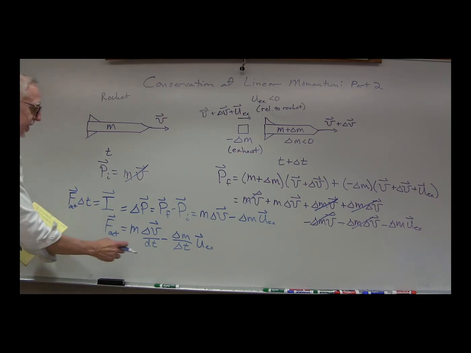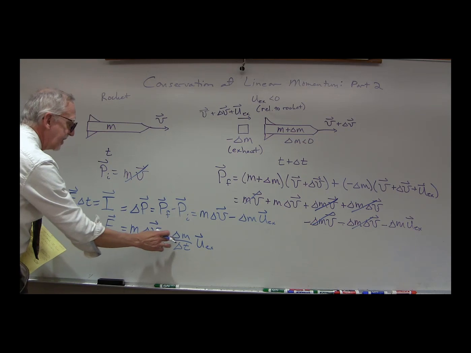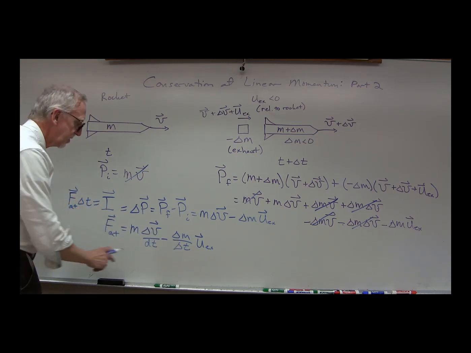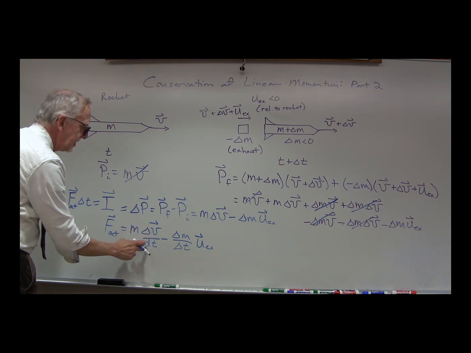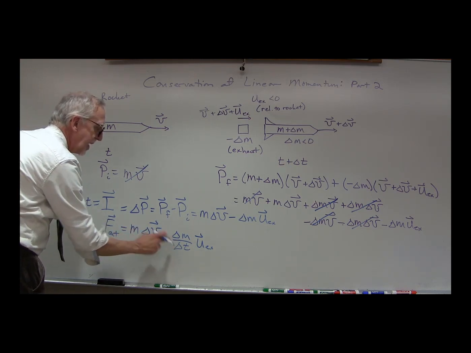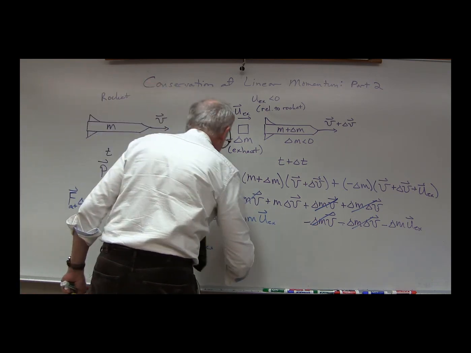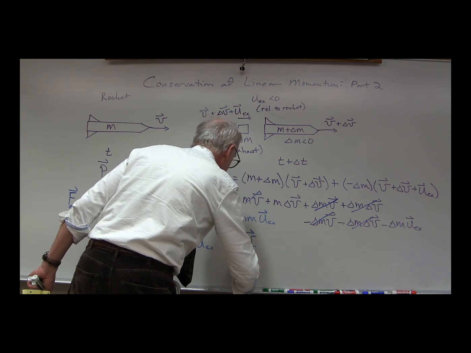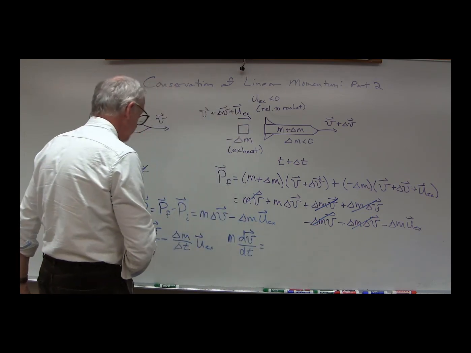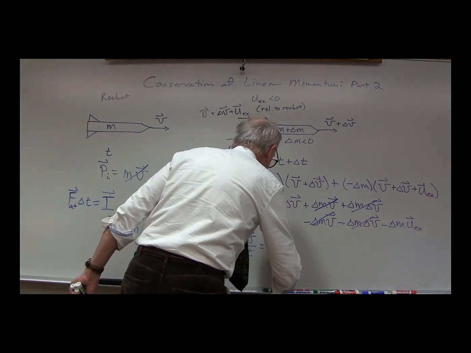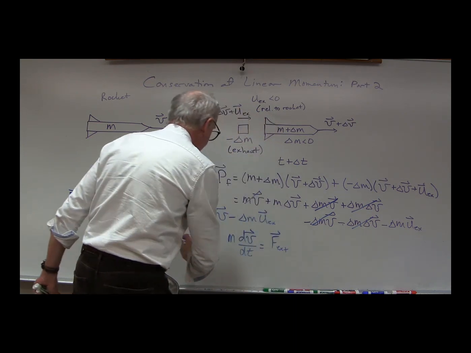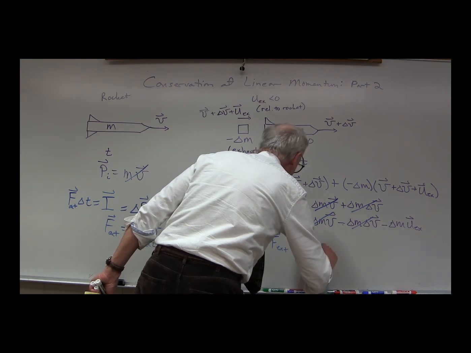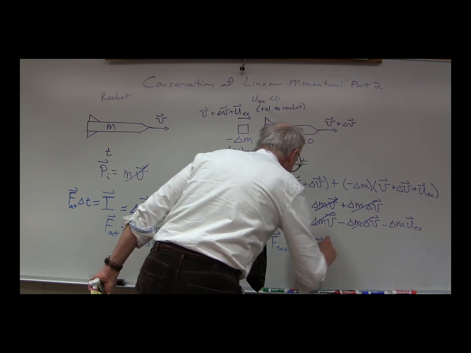Great. Let's bring this term over here, and let's take the limit that delta t goes to 0. As delta t goes to 0, this is going to turn into dv dt, and this is going to turn into dm dt. And we have that m dv dt is equal to F external plus dm dt times u exhaust.